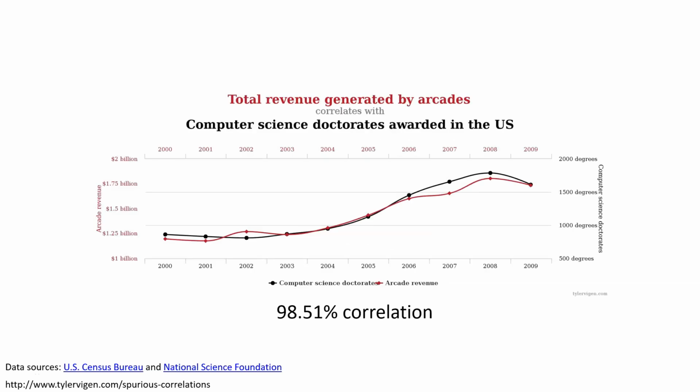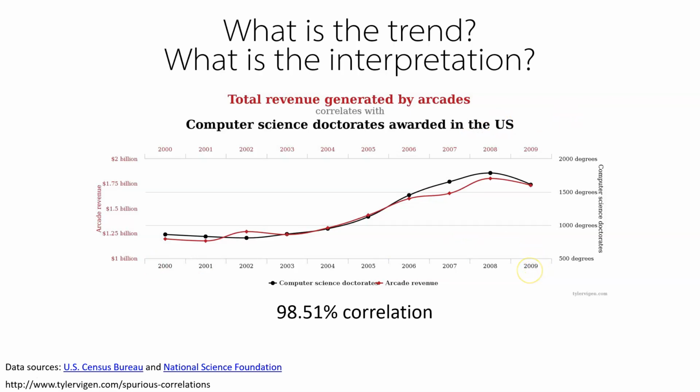Here we have some real data. In red, it shows the total revenue generated by arcades, and the black line shows computer science doctorates awarded in the United States from the year 2000 to 2009. What trend can you see in this data? Think of it as if you're trying to describe this graph to someone who's blind. You can see that these two lines follow each other. So the trend might be, as computer science doctorates awarded in the United States go up, we also saw an increase in the total revenue generated by arcades.